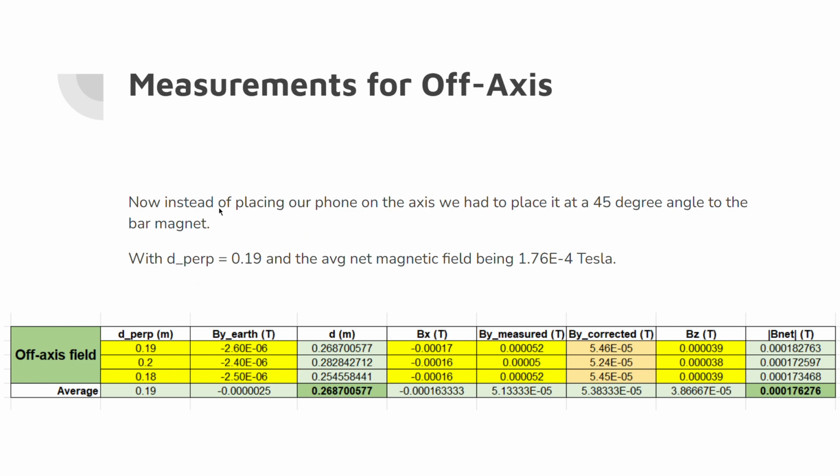Now, instead of placing our phone on the axis, we have to place our phone at 45 degrees to the bar magnet, where the average for d perpendicular equals 0.19 meters, and the average for the magnetic field is 1.6776 times 10 to the negative 4 power Tesla.